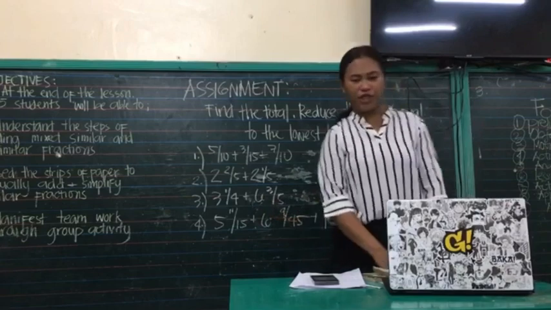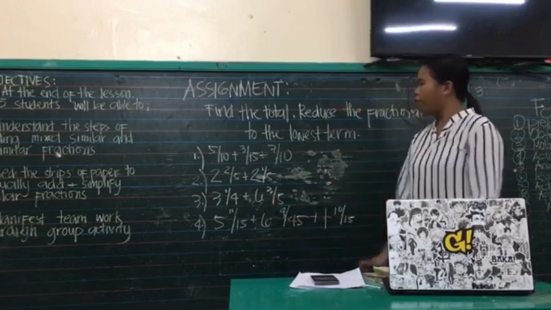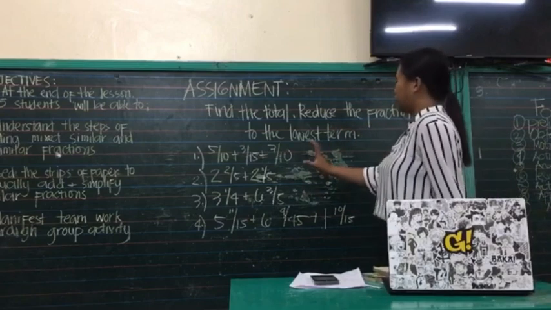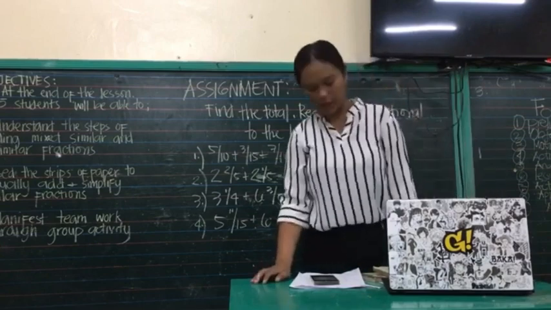And now, let's proceed on our assignment na ipapasa natin siya bukas. So, find the total, reduce the fraction to the lowest term. Ilalagay ito siya sa 1/2 crosswise.